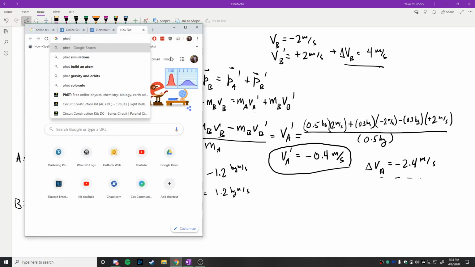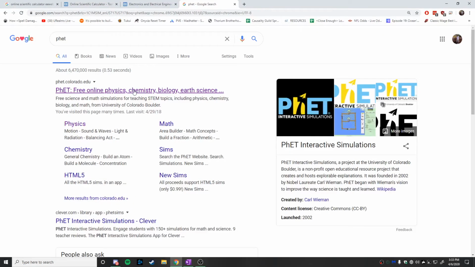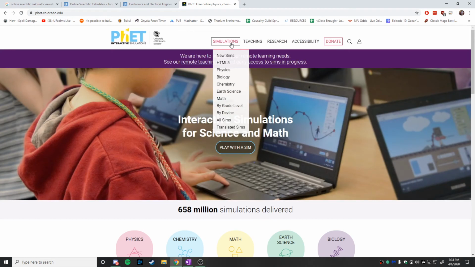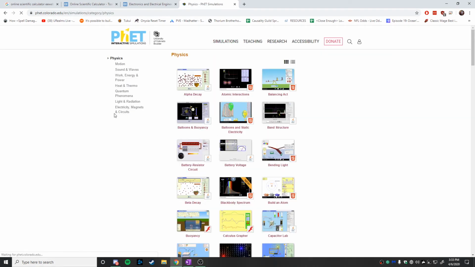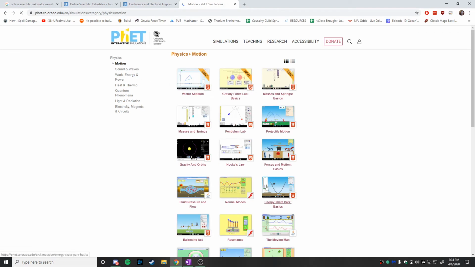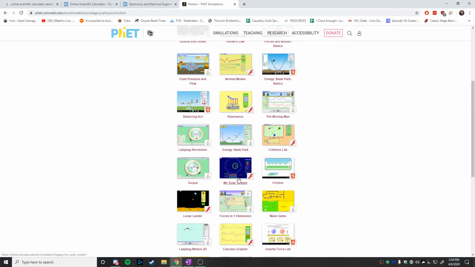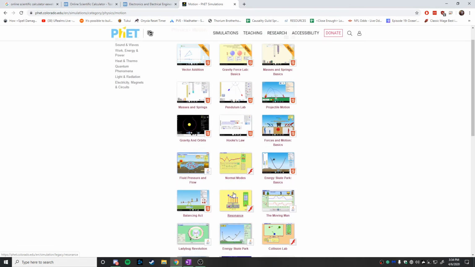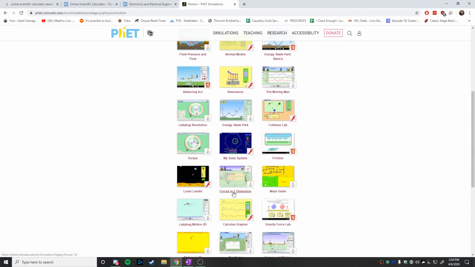So we have PhET, P-H-E-T. This website has a lot of really nice simulations for physics, and for bio and chemistry and all that kind of stuff. I don't know how good those ones are. I just know that the physics ones can be pretty good. In particular, there's this section on motion, and there's all these little things that you can use. I don't know if I showed any of these to you guys in class yet, but the one I want to look at is the one for collisions.